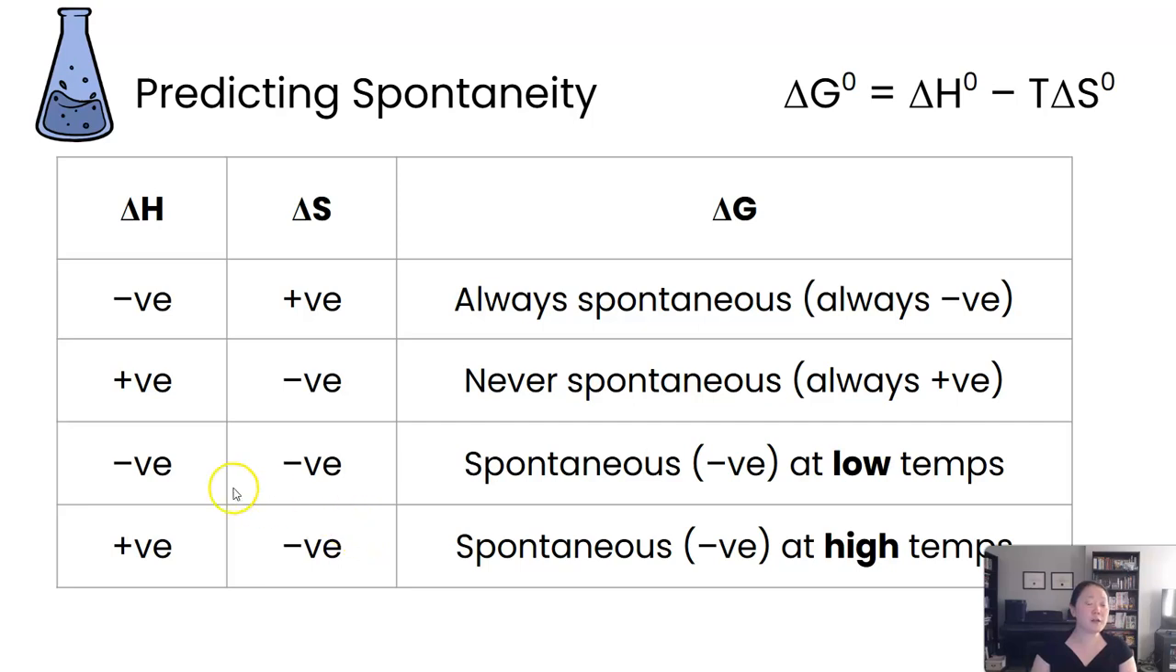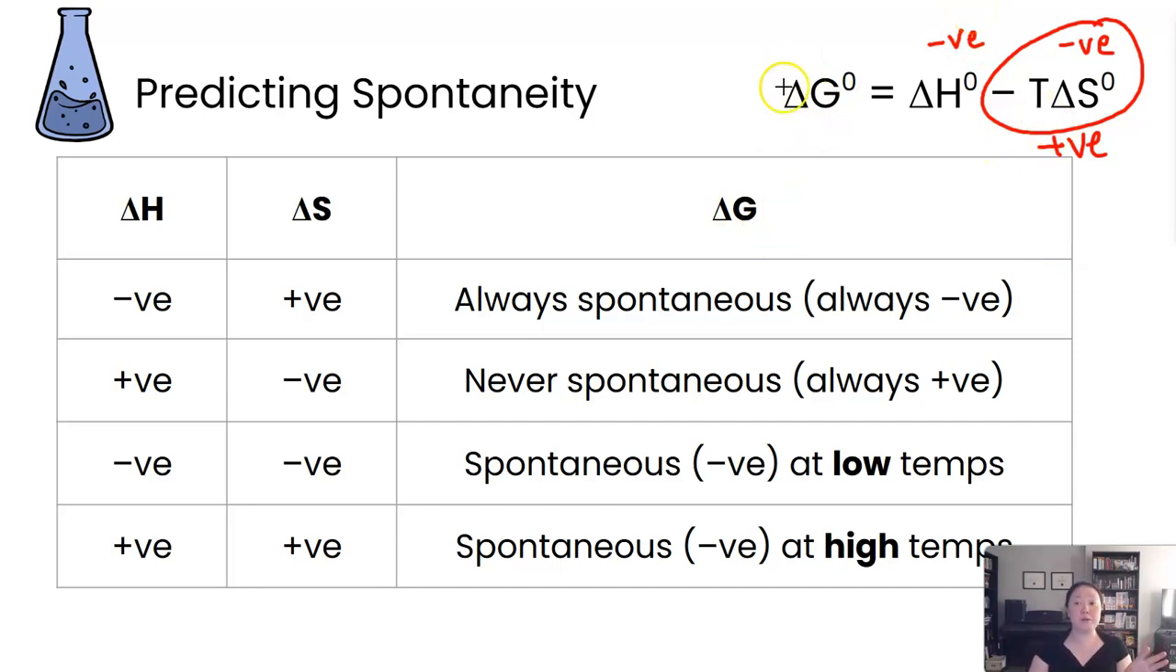Now, if you have a case where your delta H and delta S are both negative or both positive, then it's going to actually depend on the temperature whether your reaction is spontaneous or not. So let's take this situation when you have a negative value here and a negative value here. Now the negative value for your delta S and the negative that is part of the equation is going to mean that this part is going to give you a positive value. So they're sort of working against each other.